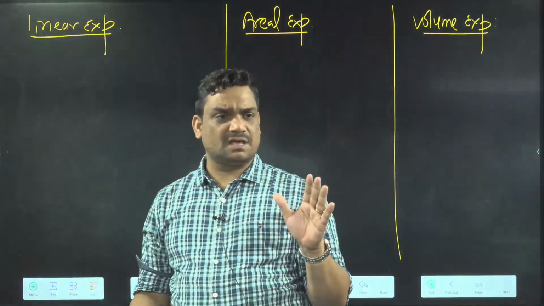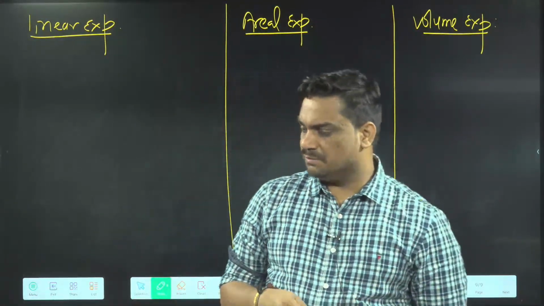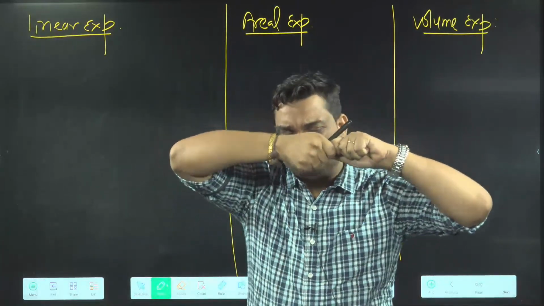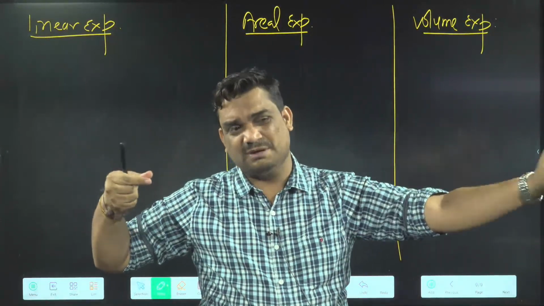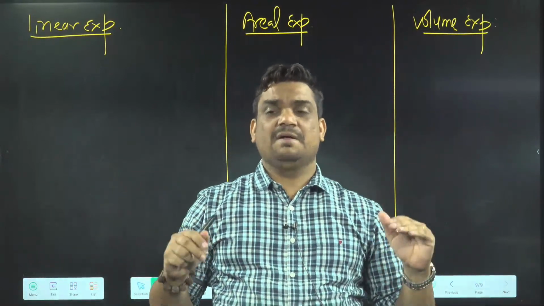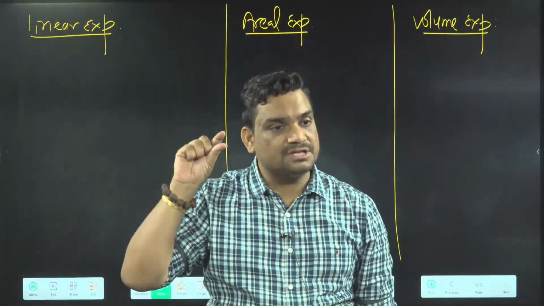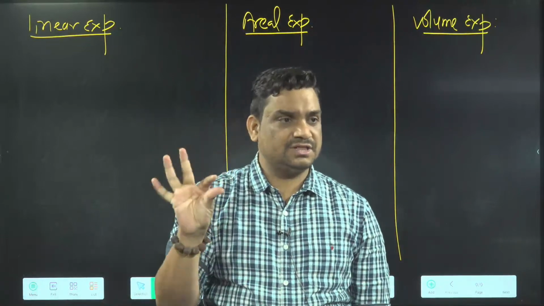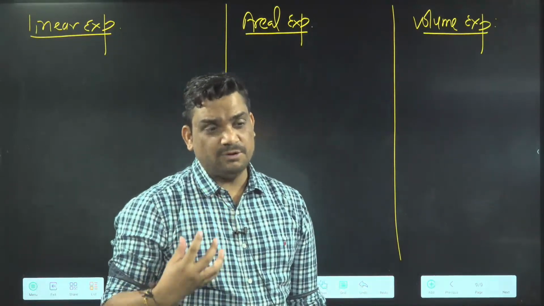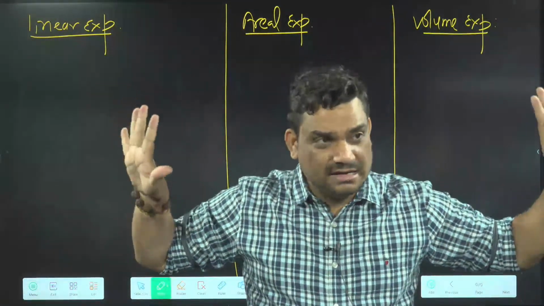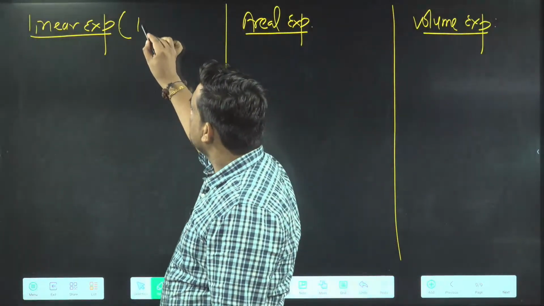Now these three expansions are just categorized, but actually they are linked with each other. Suppose I have one rod whose length is huge, 1 kilometer. Its width as well as height will be very, very less. So if I heat, I will observe a significant change in the length. However, there will be change in the width and height also, so all three changes will be there. But I will only consider the change in the length. So I can say linear expansion.